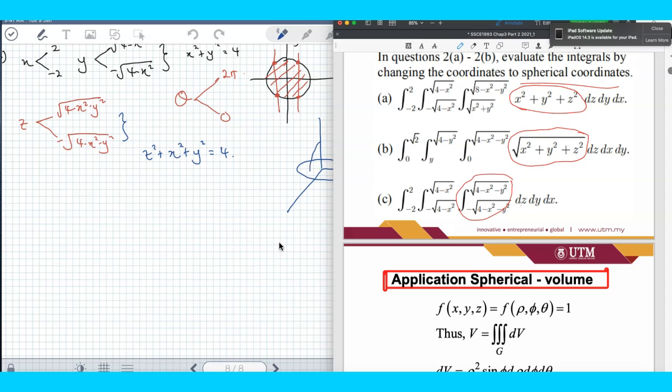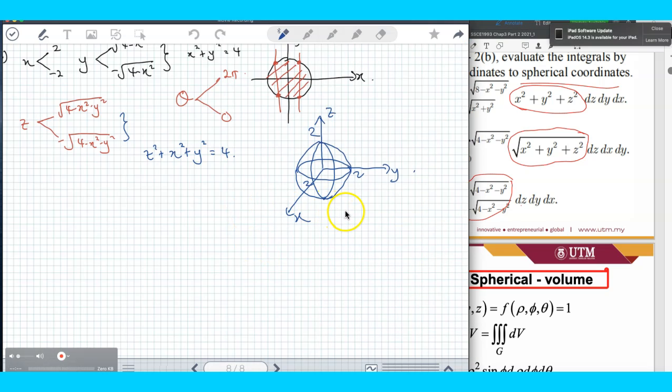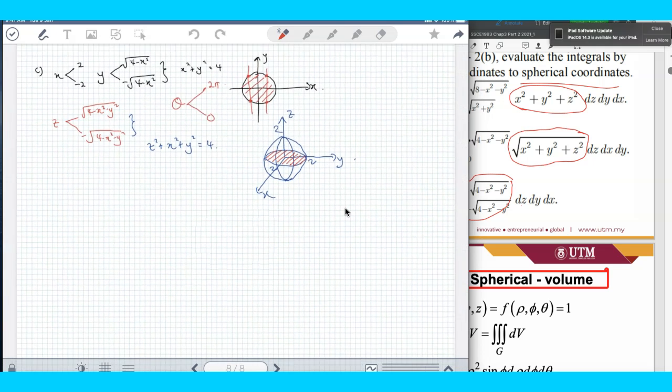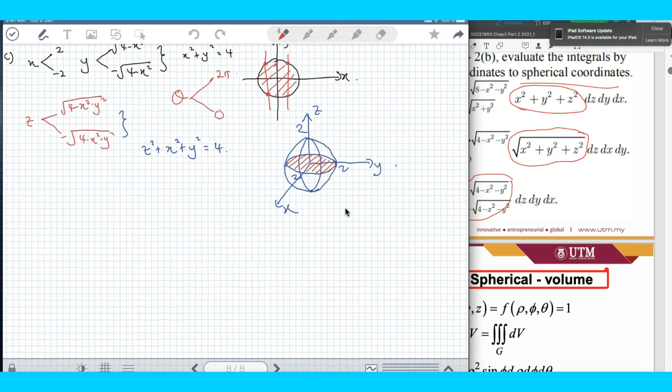And we have this one, radius 2 on the xyz plane. Okay. And the region, where is your region? So the region is on the xy plane. It is a circle with radius 2. So then we can see here that our solid is a full sphere.